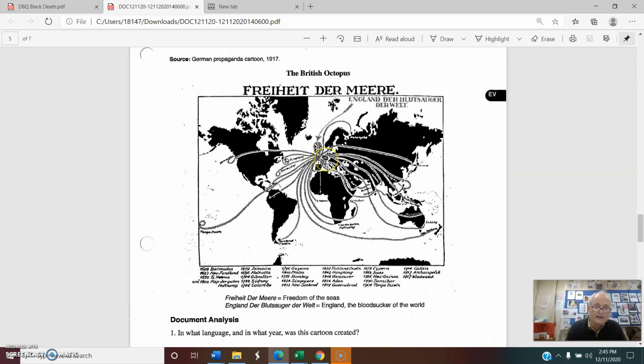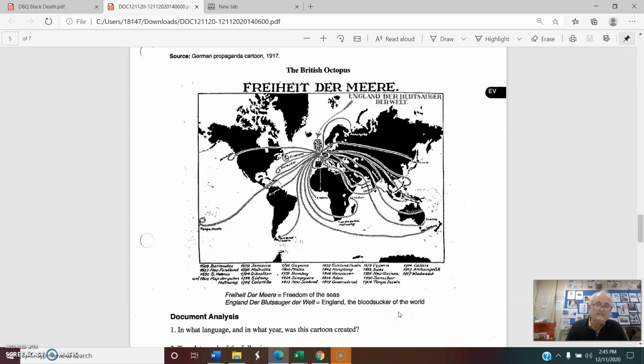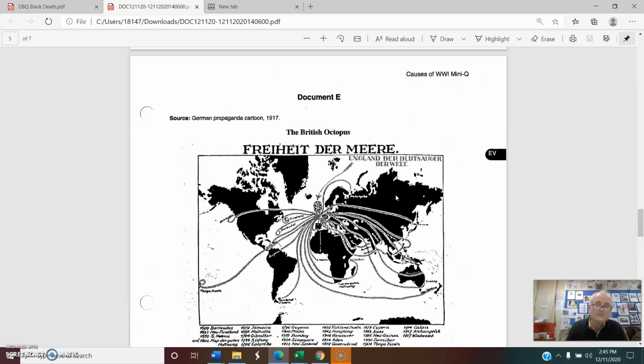And there you have Germany getting sucked in the middle. And this term right here, you can see the German here, assuming we don't know German, Freiheit der Meer, which means freedom of the seas. In England, der Blutsauger der Welt. My German isn't as good as my last name. England, the bloodsucker of the world. So you get an idea of what this is attempting to look at. This is a German propaganda cartoon, and this is source E.